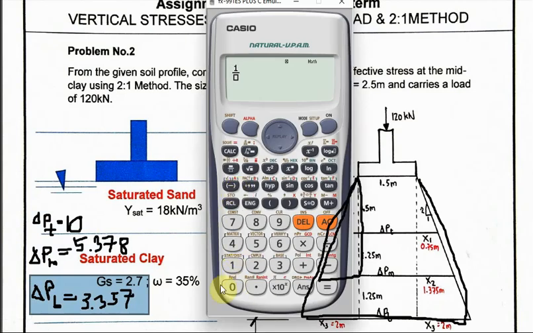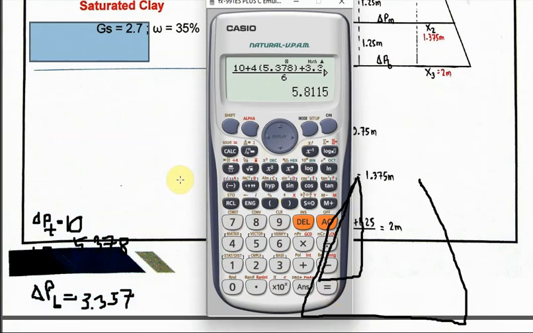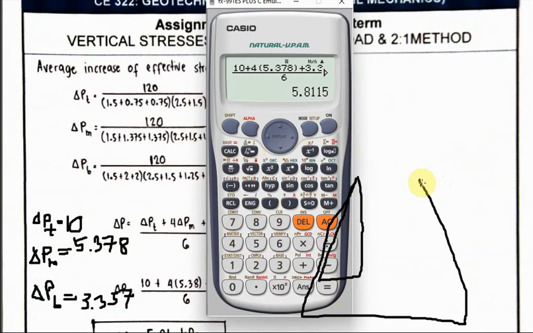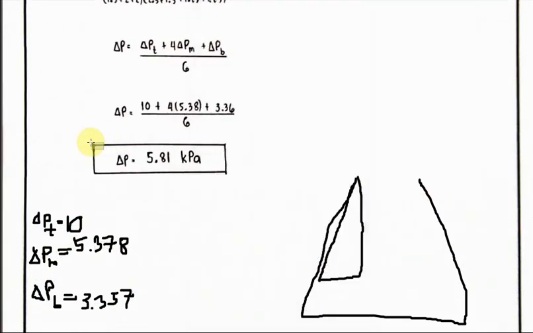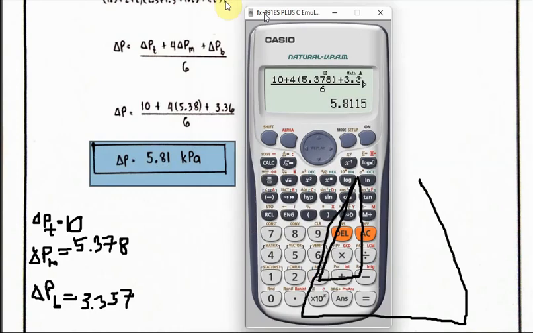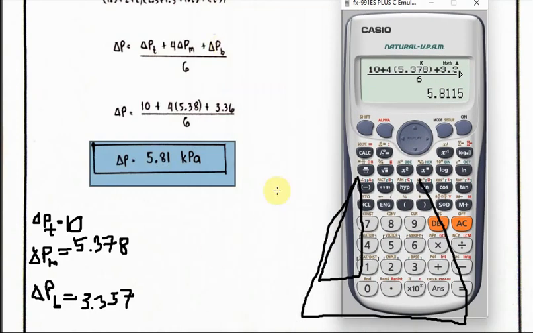10 plus 4 times 5.378 plus 3.357 over 6 gives 5.81. So the answer is 5.81. Our answer is correct: 5.81 kilopascal.